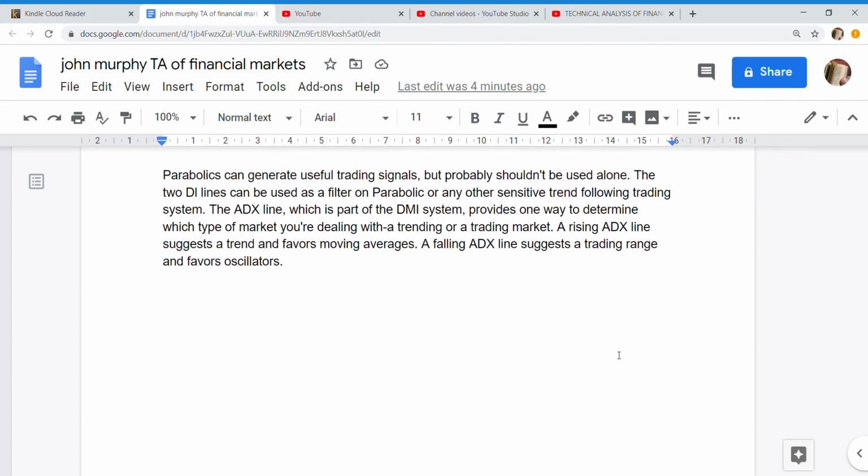A rising ADX line suggests a trend and favors moving averages. A falling ADX line suggests a trading range and favors oscillators.